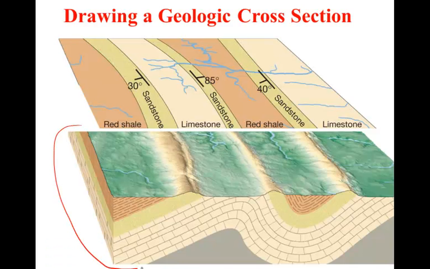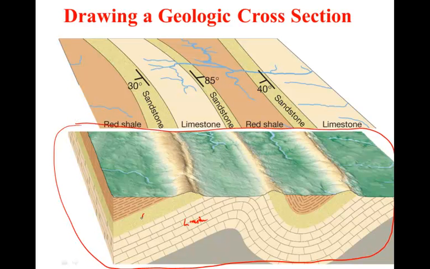This figure shows what the textbook drew for the cross-section, which is very similar to what we just drew. We have our limestone layer, our sandstone, our shale, and we have an anticline in this area and a syncline in this area.